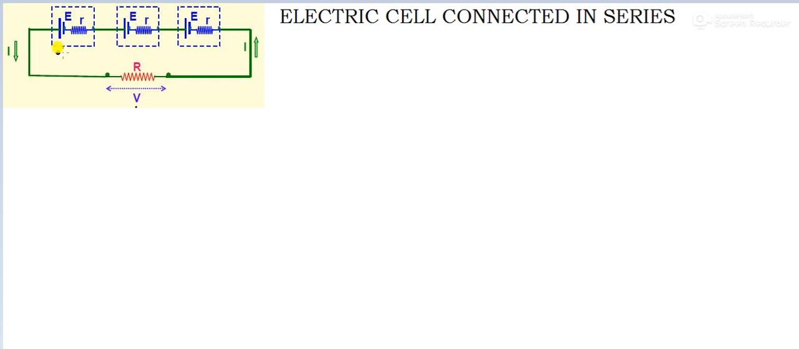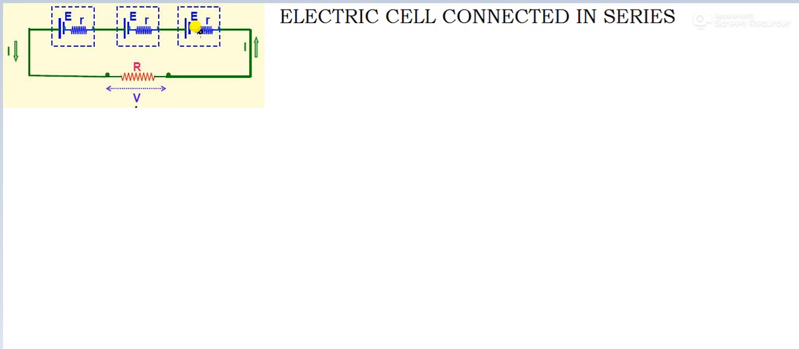So the first case that we are going to do is when electric cells are connected in series. So I have taken 1, 2, 3 electric cells, but suppose there are n electric cells connected in series with an external resistance R, that is capital R, and I is the current flowing in the circuit. Now suppose if it would have been 3 only, what would be the value of EMF in this circuit?